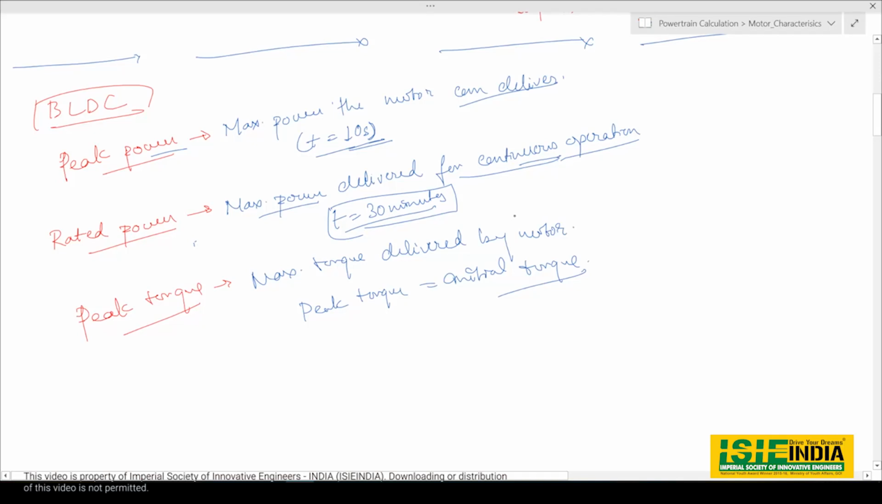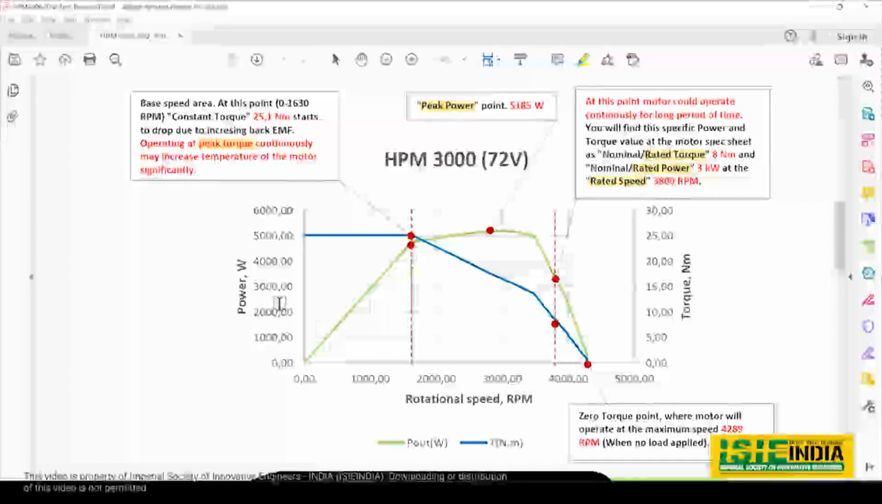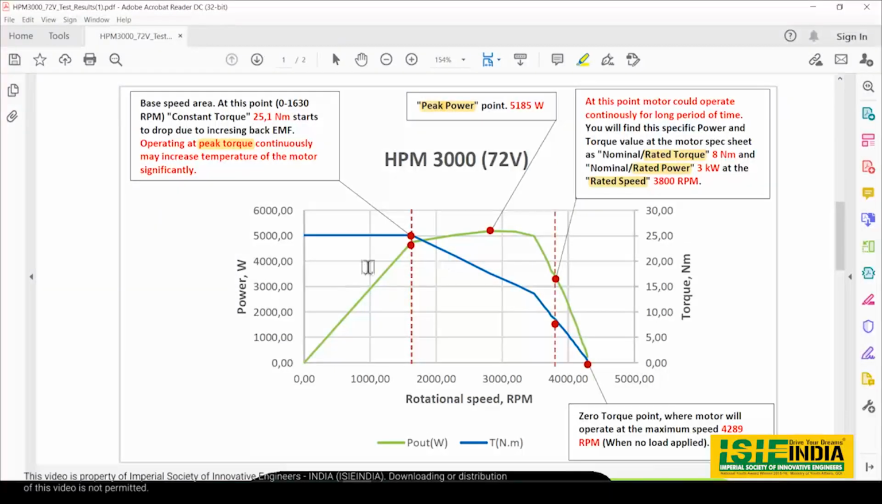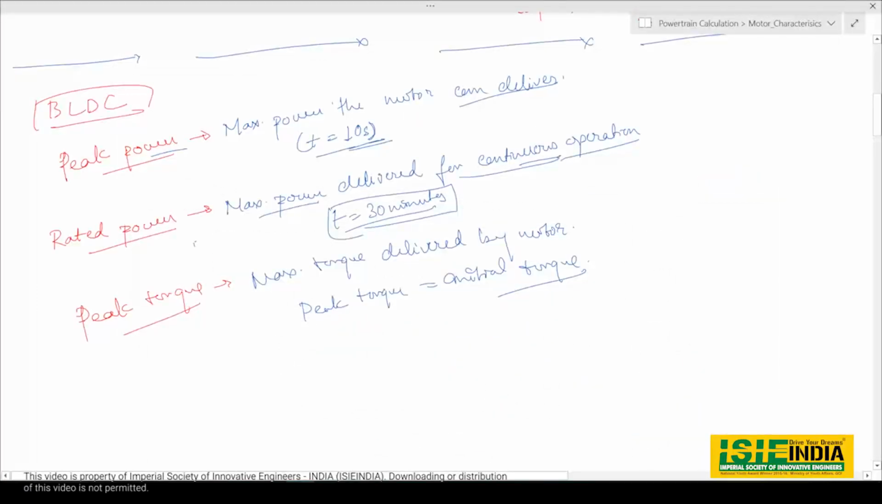As we saw in this graph, for this initial range of operation, for some time you will have a constant peak torque. This whole region is also known as the constant torque region. This initial region where you have a constant torque is known as the constant torque region. So peak torque is equal to initial torque. Then what about rated torque? What will be rated torque?